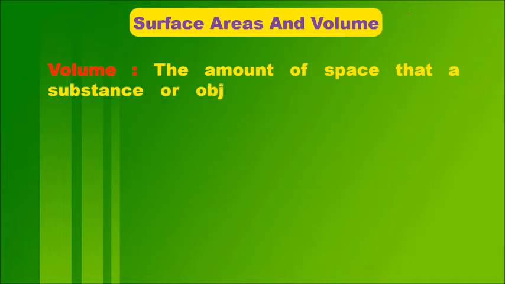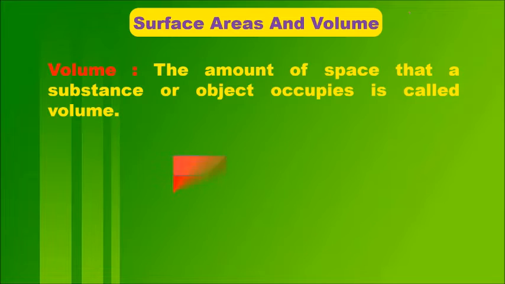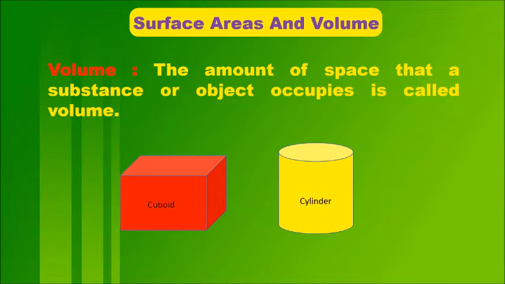Now, let us see the very first topic of this chapter, that is volume. The amount of space that a substance or object occupies is called volume. Now let us see the example of cuboid. The amount of space taken by this cuboid to store it anywhere is called its volume. Similarly, if we are talking about a cylinder, the amount of space taken by this cylinder to store it anywhere is called the volume of cylinder.